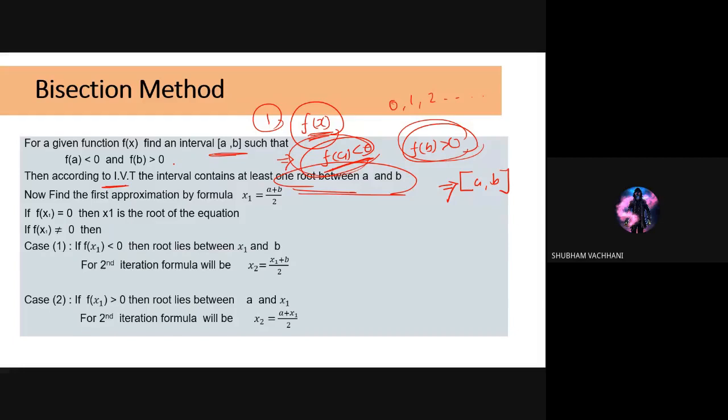Yes, Subham. Sir, can you repeat the root between a and b? What you said last, I don't understand. Okay, let us repeat.